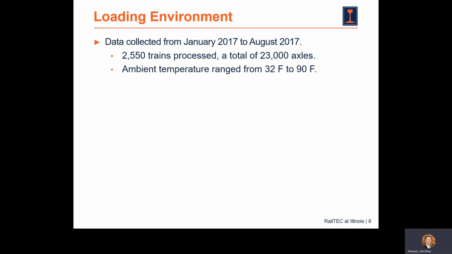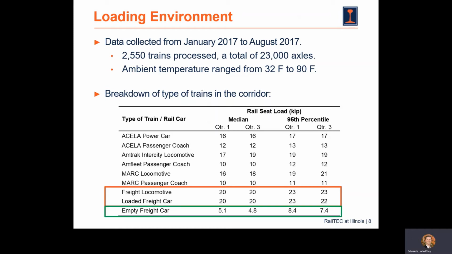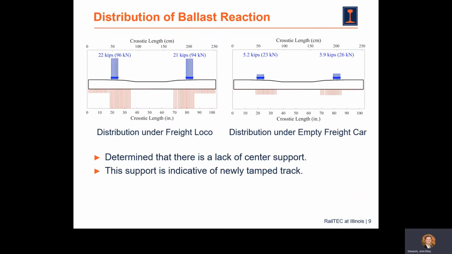In total, the data that I present today will encompass 2,500 trains or 23,000 axles. Ambient temperatures range from 32 to 90 degrees over this time period. And here's a breakdown of some of the different train consists that we captured and what their loading conditions are. I'll draw your attention to freight locomotives and the loaded freight cars, as well as empty freight cars, because I'll be presenting these data momentarily.